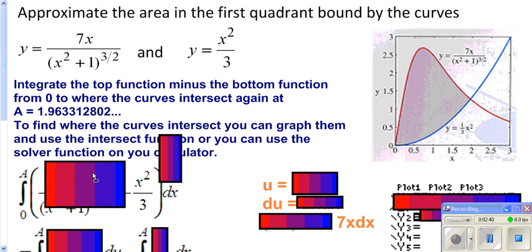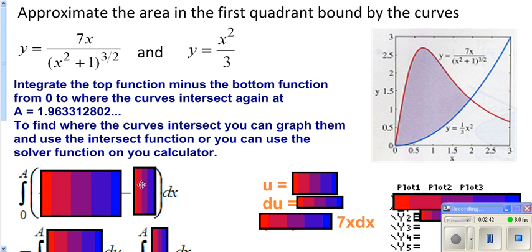Okay, so we're going to find the area bounded by this curve right here in the first quadrant. Notice they cross at the origin, and then they cross over here. You may assume that's 2, but it's not. To find out where they cross, you could set these equal to each other and try to solve it, but it's not going to solve nicely.